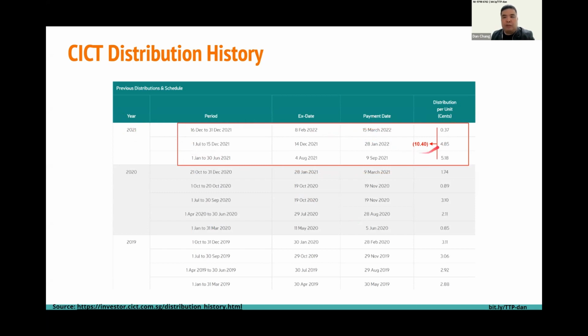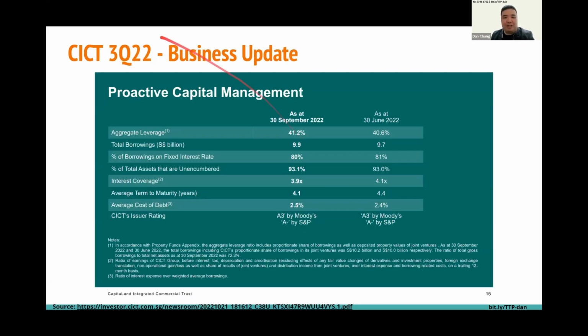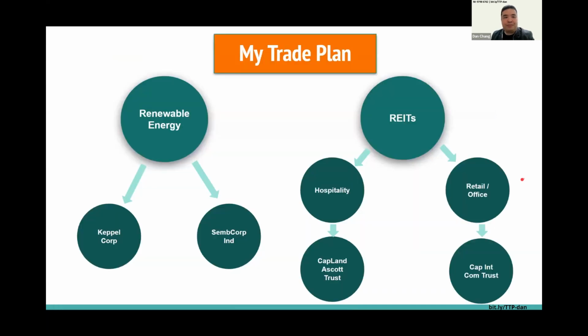In 2021, they paid about 10.4 cents. The share price of CICT as of today's closing, if I remember, is about 2.0 something. So that works out to be about plus minus 5% as well, which is very good, at least to me. So these are just some data. 4.12%, and term to maturity 4.1 years, and 80% hedged on fixed rate. So that's all for me.